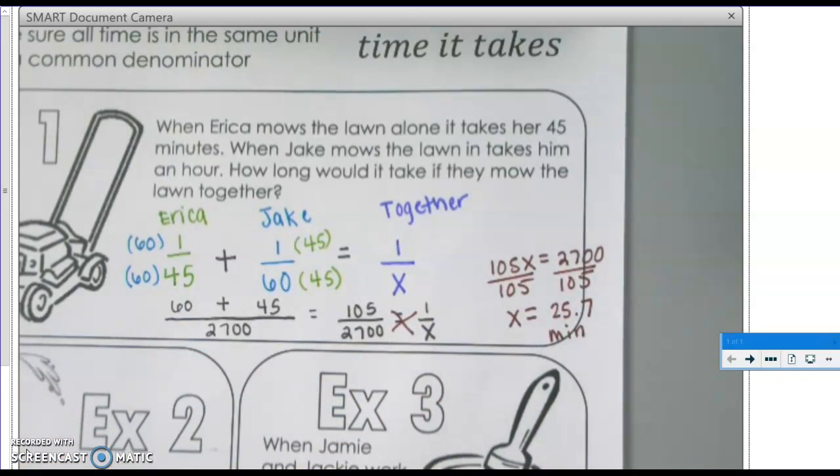All right, and now we're going to think about our answer, right? Because we don't just want to do a problem without thinking, does our answer make sense? It does make sense that if they mow the lawn together, it will take them less time than if they have to do it by themselves. So that answer seems reasonable. If they do it together, it'll take them a little bit more than 25 minutes to complete.